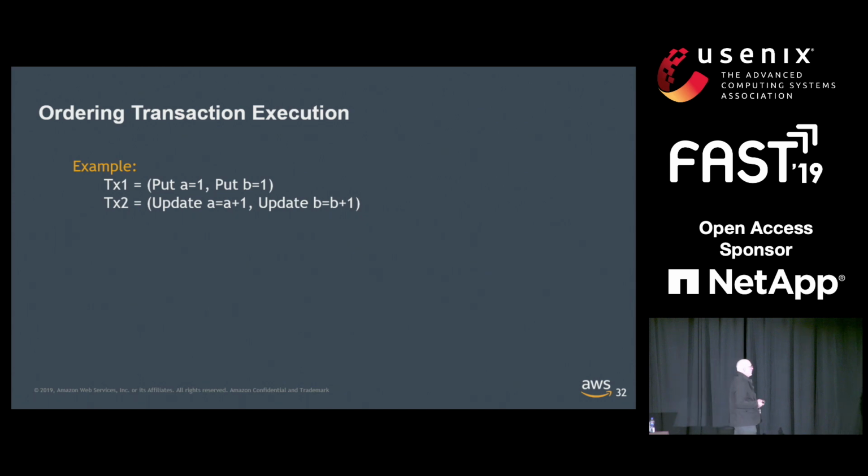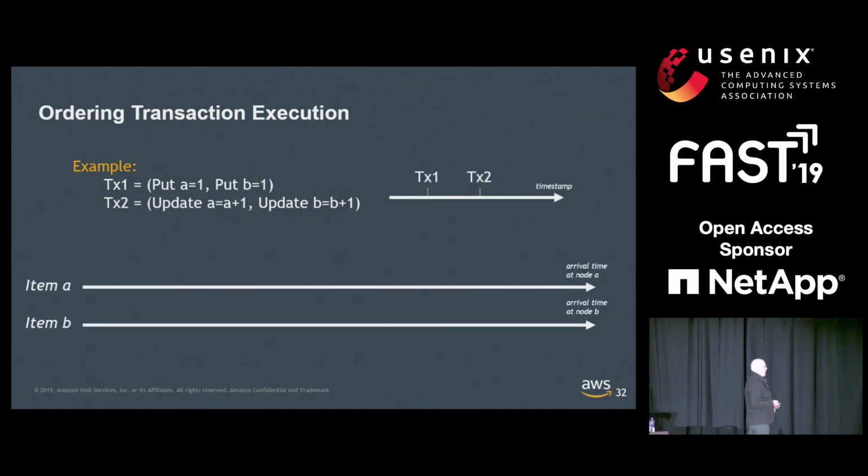Let's look at another example. Transaction TX1 is the same as it was before. Put A equals 1, put B equals 1. Transaction 2 now is update A to be A plus 1, update B to be B plus 1. The overall effect on the database is exactly the same, right? We end up with A equals 2, B equals 2, but the execution is different because now transaction 2 depends upon the execution of transaction 1 because it's an update statement.